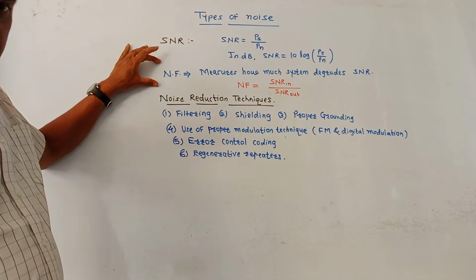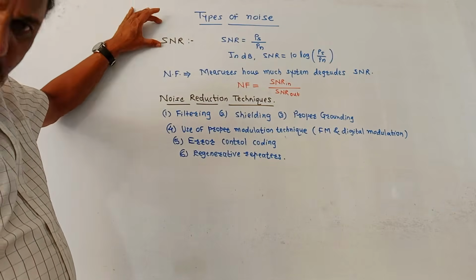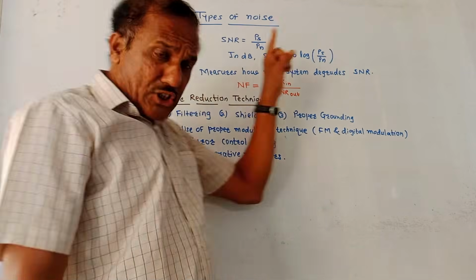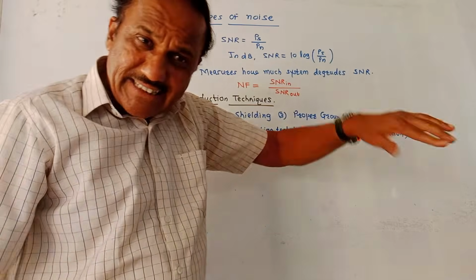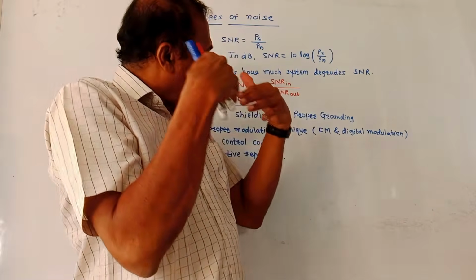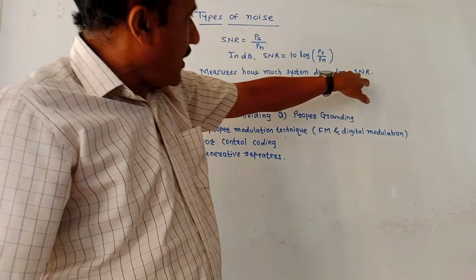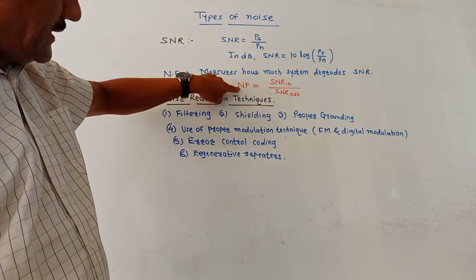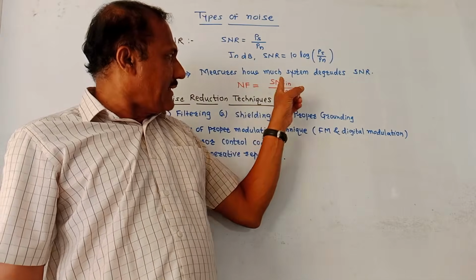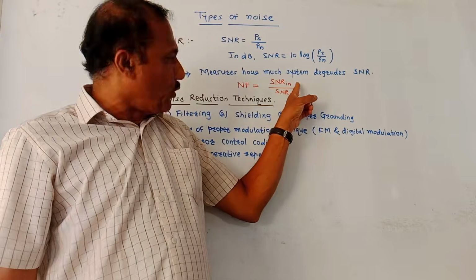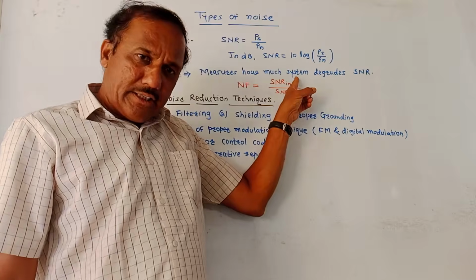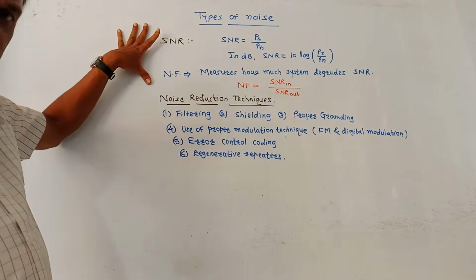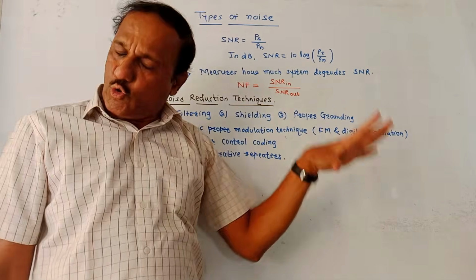Then noise figure. This parameter is again related to SNR, signal to noise ratio. So noise figure NF measures how much the system degrades SNR. Degrades means how much effect it causes. So the effect on SNR can be measured in terms of noise figure. It is mathematically expressed as NF is SNR input upon SNR output. IN means input. It is the ratio of SNR at the input to the SNR at the output. These are the two important mathematical parameters related to noise.